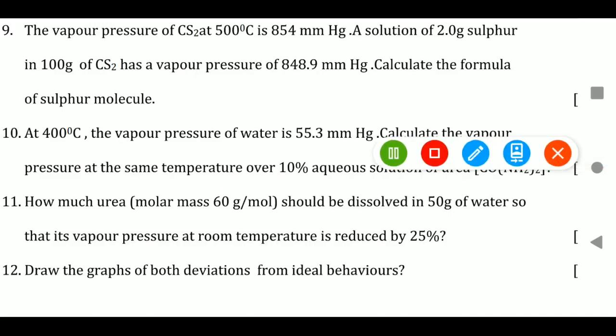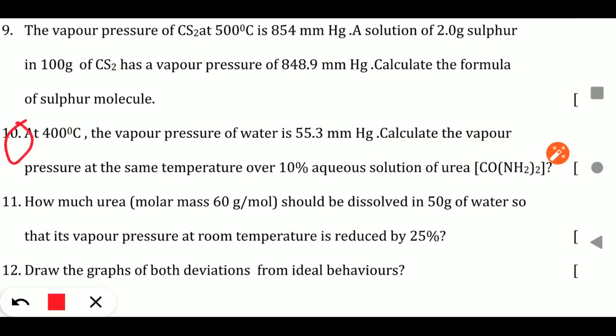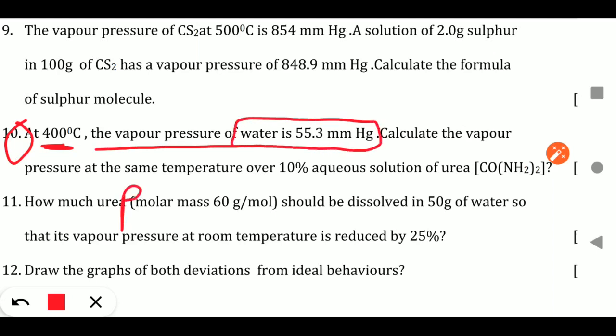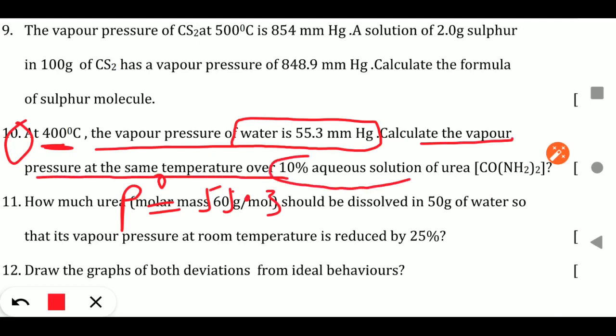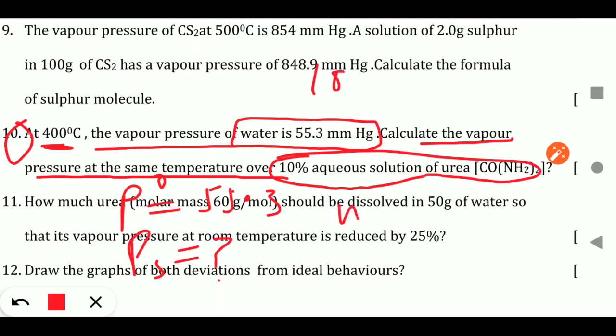Student, read numerical number 10. At 400 degrees Celsius, okay, vapor pressure of water. So water means pure water. So P naught is equal to 55.3. Calculate the vapor pressure at same temperature over 10% aqueous solution of urea. Mean PS is equal to question mark, and 10% urea mean 10 gram of urea is present in 100 gram of solution. Okay. So 10% mean 10 gram is urea.